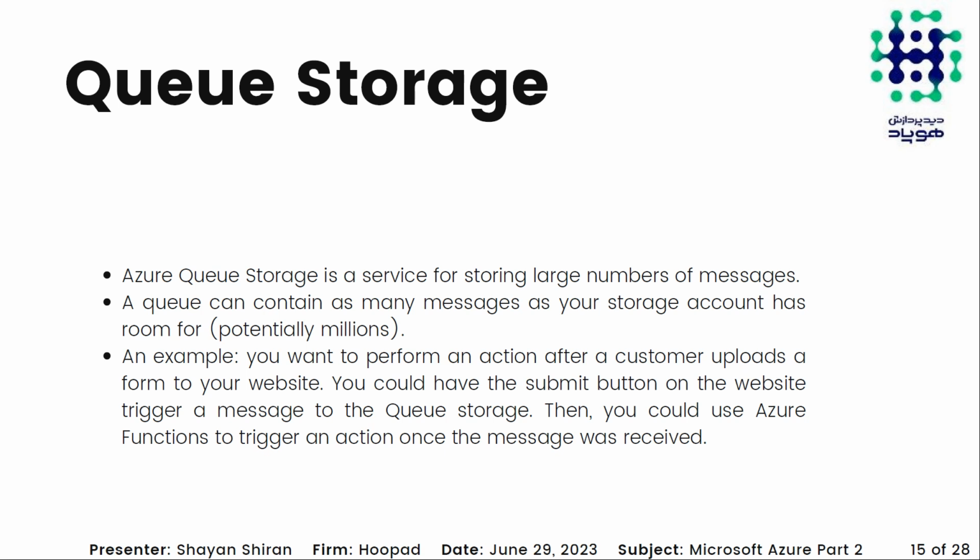There's an example here. For example, you want to perform an action after a customer uploads a form to your website. You could have the submit button on the website trigger a message to the queue storage. Then you could use Azure Functions. It's another Azure service that I have talked about in my previous presentations. Then you can have Azure Functions trigger an action once the message was received.